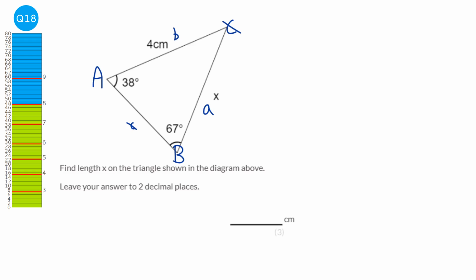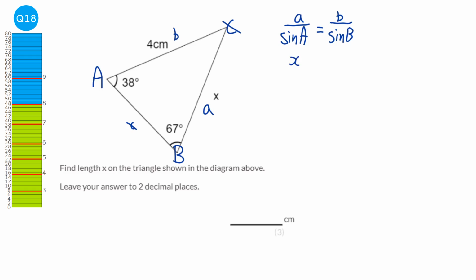Now when you've got 2 pairs of angles and sides, you're going to be using the sine rule. Now the sine rule is either sine A over A or it's A over sine A. Now when we're looking for a length, we put the length on the top. So it's going to be lowercase a over sine capital A equals lowercase b over sine capital B. Okay, so we're going to fill in the values.